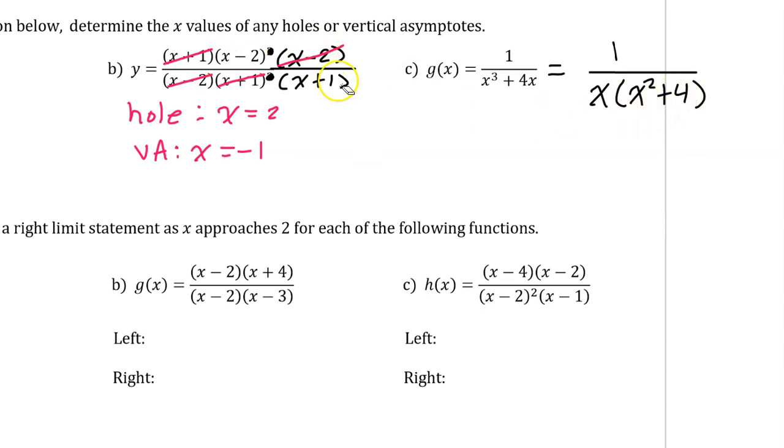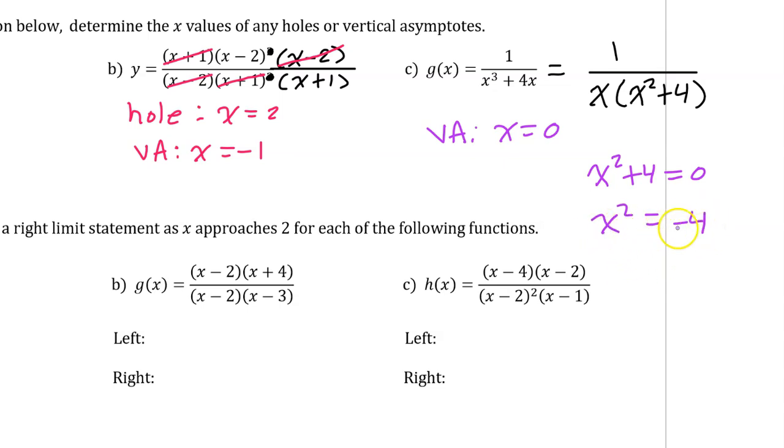So that means we will not have any holes because neither of these factors will cancel out. However, we will have a vertical asymptote at x equals 0 because of this x. Will I get any asymptotes from the x squared plus 4? No, I won't. That's because if I set x squared plus 4 equal to 0 and solve, I'm going to get imaginary numbers. So this would be x squared is equal to negative 4.